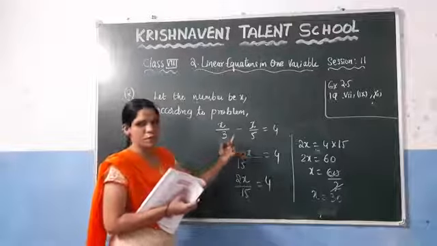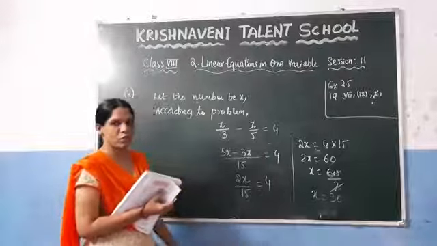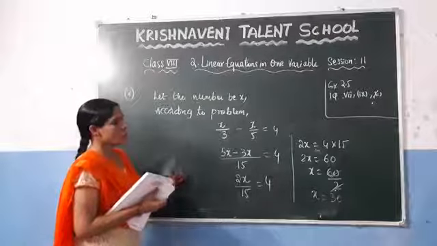30 by 5 gives you 6, and you know that 10 minus 6 is 4. So like that you can check. So what is the problem given here?